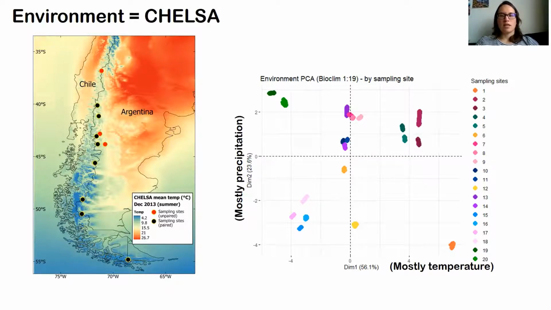But to look at how this actually translates into my sampling sites, I did a PCA analysis. So along the bottom line here, we have PC1, which is mostly temperature variables, explains 56% of the variation. Along PC2, we have mostly precipitation, 23% of the variation. And then these colors, if they're similar color but different saturation, that indicates that it's a pair. So this is a pair, this is a pair, etc. And you can see right off the bat that even though these sites are very close and none of them are more than 2 kilometers apart from each other, they do occupy quite different environmental niches, which is good news because that's exactly what we were going for.